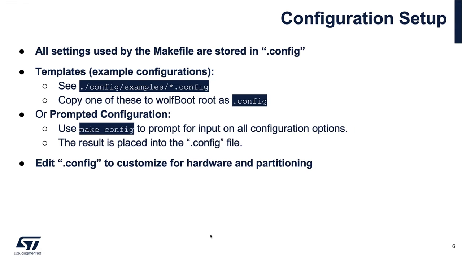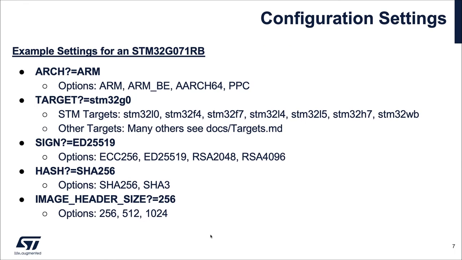So I covered these things, the .config file. These are some examples of the configurations and the algorithms. One thing to note is the image header size, which is basically how much size you reserve for all of the configuration details, like the signature. And for some of the algorithms, like RSA 4096-bit, you may need to actually increase the header size to 1024 just to be able to fit the signature.